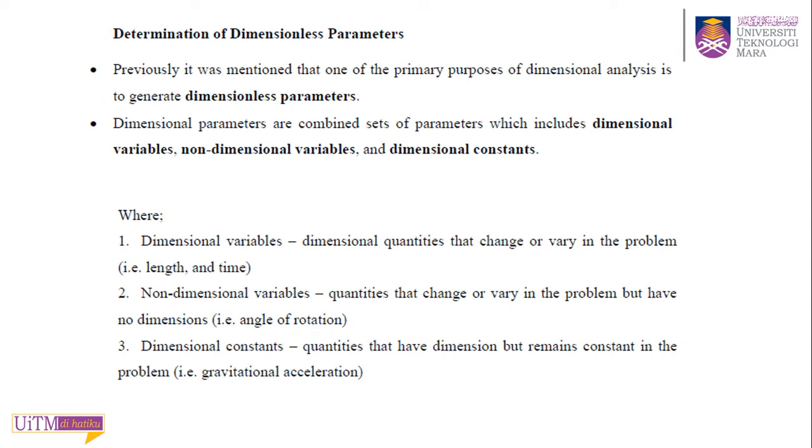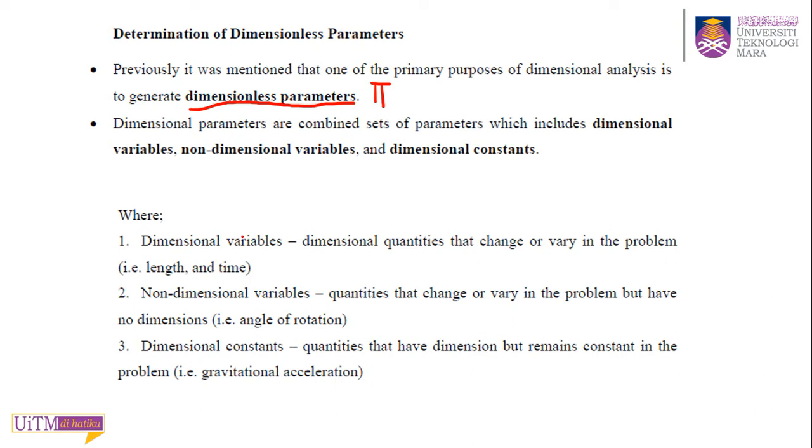Alright. So determination of dimensionless parameters. Previously, we have mentioned that one of the primary purposes of dimensional analysis is to generate the dimensionless parameters, or what we will call after this as pi. So dimensional parameters are combined sets of parameters which include dimensional variables, non-dimensional variables, and dimensional constants. So we will discuss what these three are. We have seen this a lot in any equation.